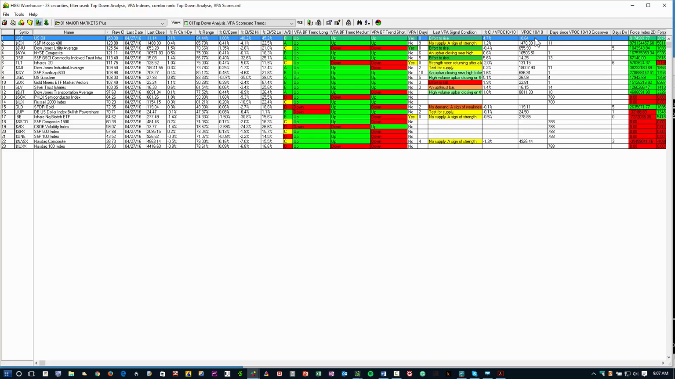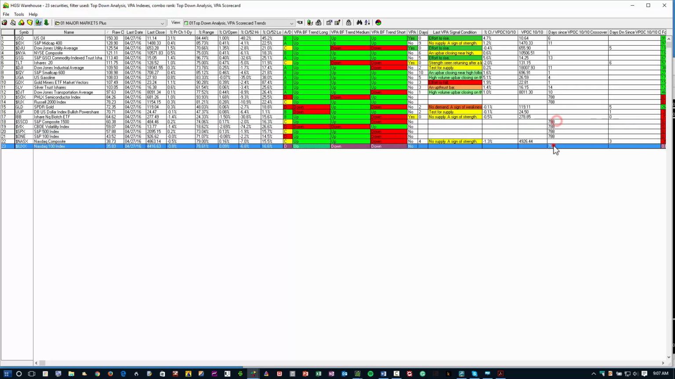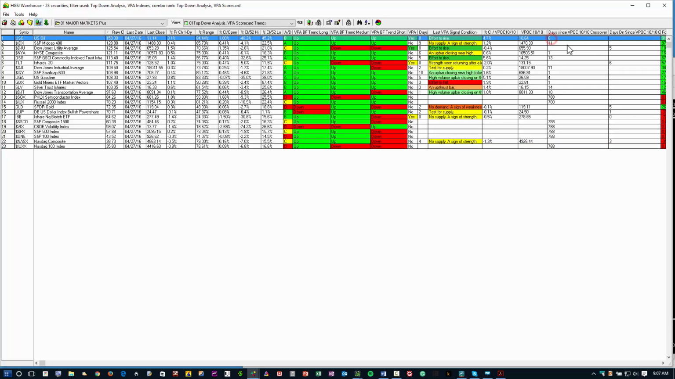Here is the actual number of the volume point of control, and this is the days since the crossover. This is the days down since the crossover, and these columns do not need to be spread out this wide, but I'm just doing this for illustration purposes. Notice that you'll see a lot of 788 numbers here. That means that these indexes do not have volume associated with them. So whenever you see that number, just don't even bother looking for the volume point of control.